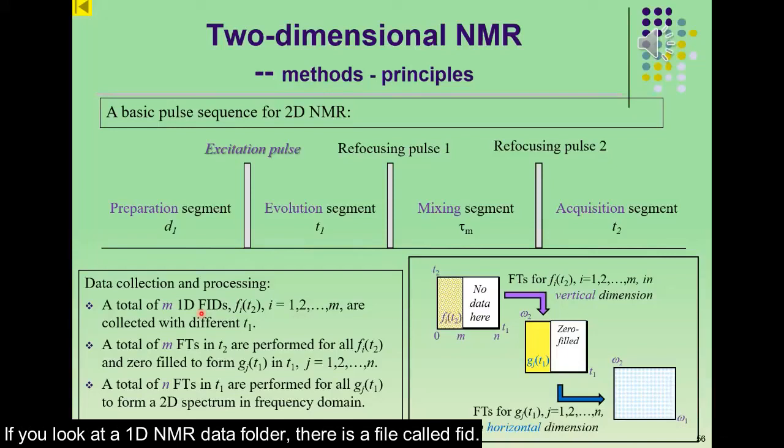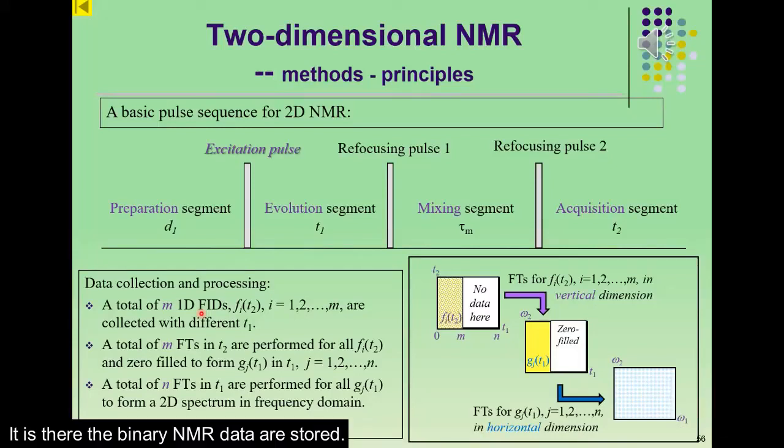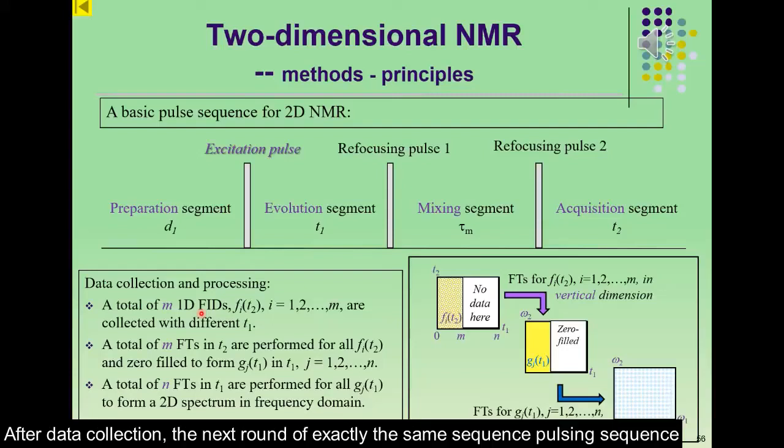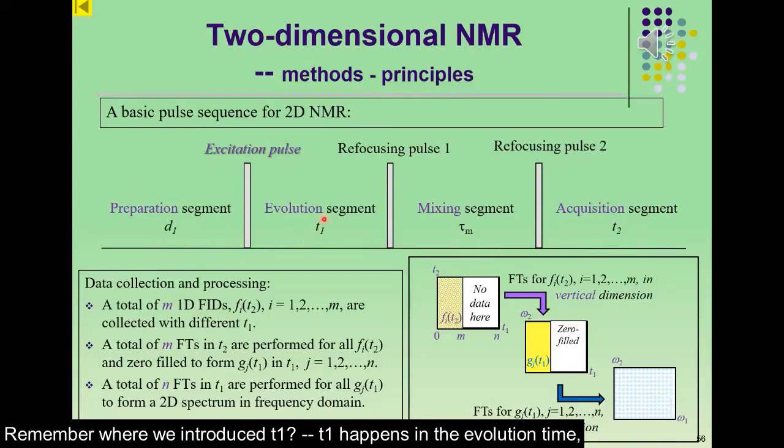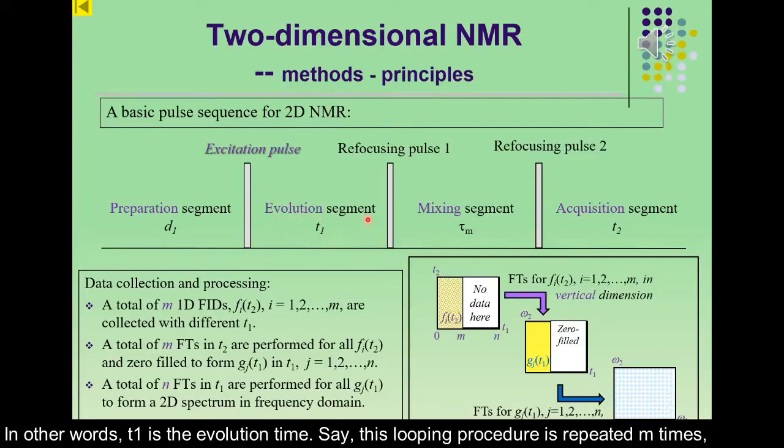If you look at a 1D NMR data folder, there is a file called FID. If it's there, the binary NMR data are stored. After data collection, the next round of exactly the same pulsing sequence then starts with a different T1. Remember where we introduced T1? T1 happened in the evolution time. In other words, T1 is the evolution time.